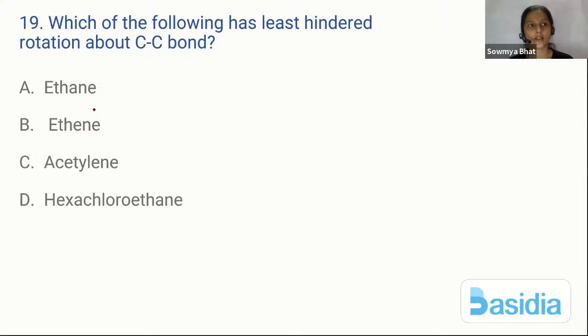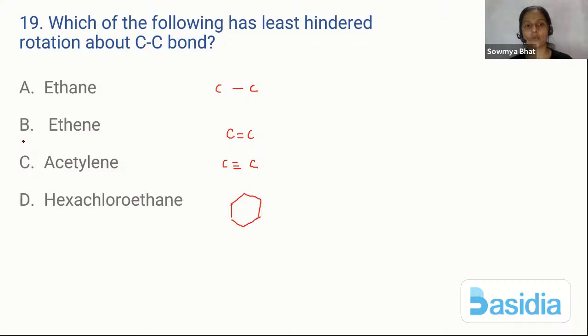Which of the following has the least hindered rotation about the C-C bond? So take the compounds: ethene has a C double bond C, acetylene has a C triple bond C, and hexachloroethane would be like this. I'm not writing the hydrogens here, that you already know, you are experts in that. So which can be rotated easily? You have to rotate around the bond that is easier to rotate.